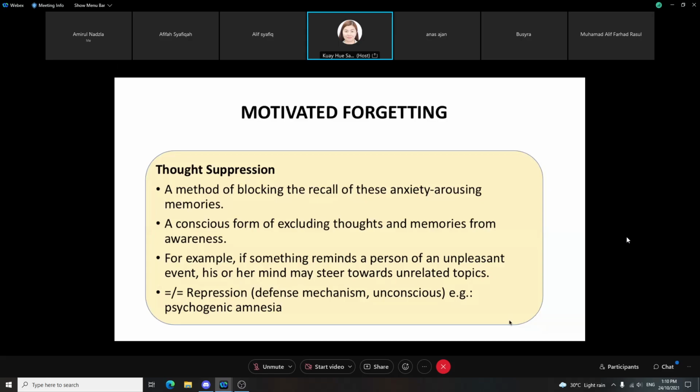Okay. Repression is a defense mechanism, unconscious, like in psychogenic amnesia, for example. Some people who went through trauma, for instance, don't want to remember what happened. For example, rape victims, they don't remember at all what happened to them because they suppress it so well, and they don't want to think about that anymore.